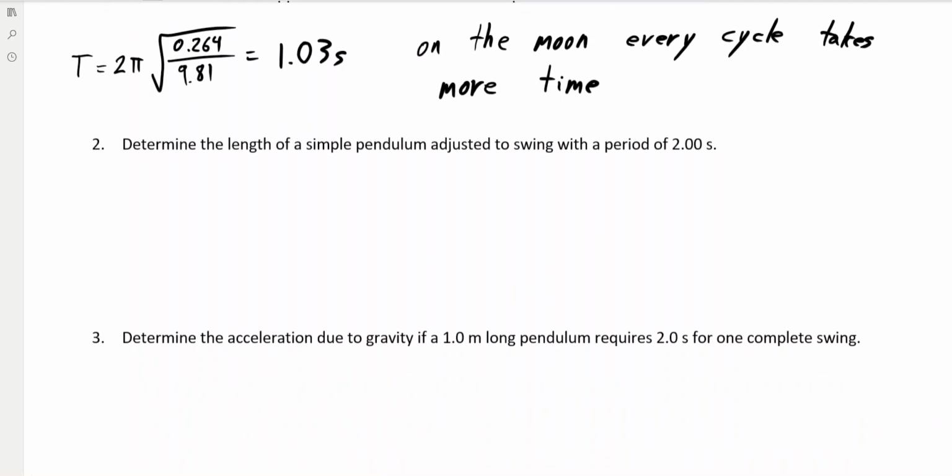Okay, let's try another question here where we're solving for a different part. So this time we're solving for the length of a simple pendulum, the length of it when it is adjusted to swing with a period of 2 seconds. Okay, and I assume this is on Earth. It should say that, but yes, it is on Earth. So let's just go through.